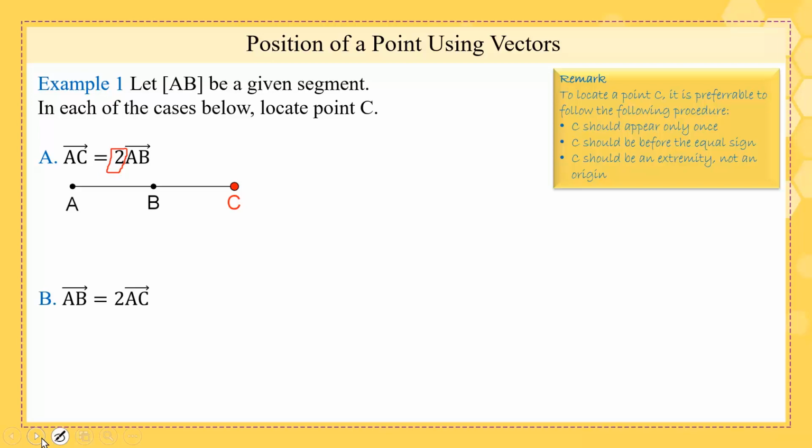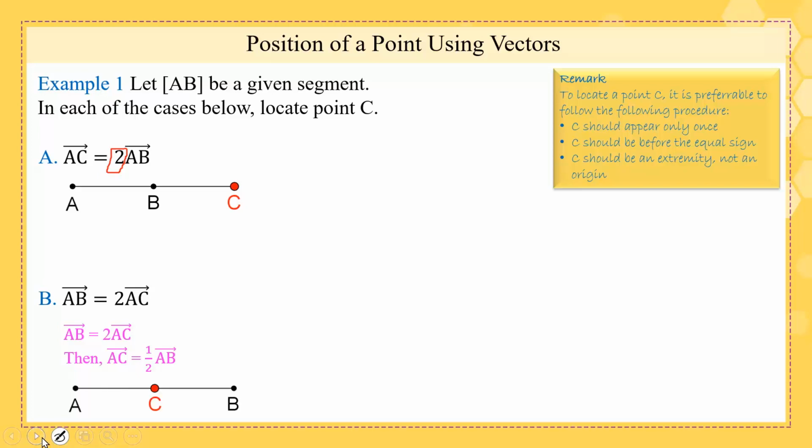Another example here, AB equal to 2AC. To locate C, it is better to have the point C on the left side of the equal sign. So we do this step. Vector AB equals 2AC, then vector AC equals half AB. So do not forget to keep the point that you want to locate on the left side of the equal sign.